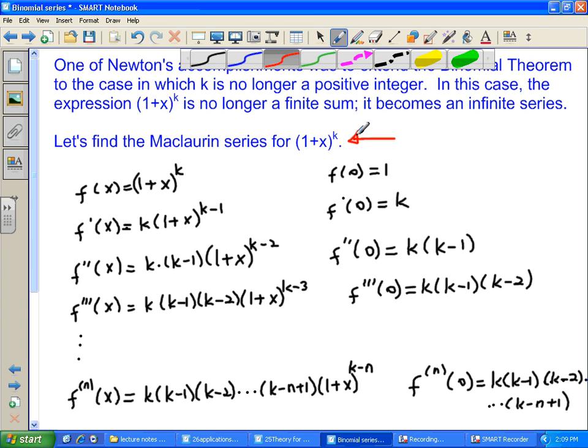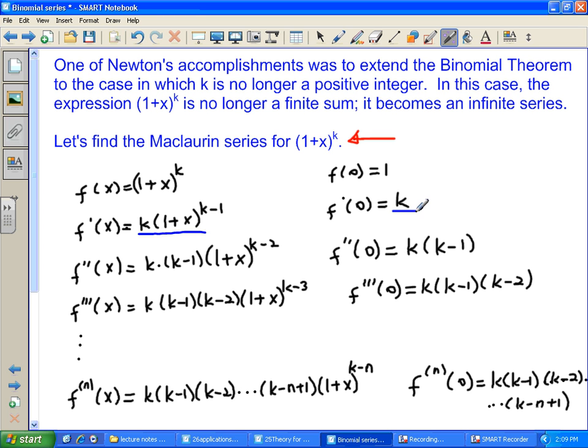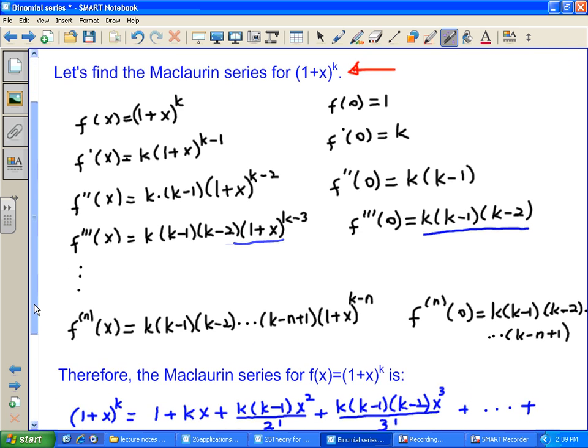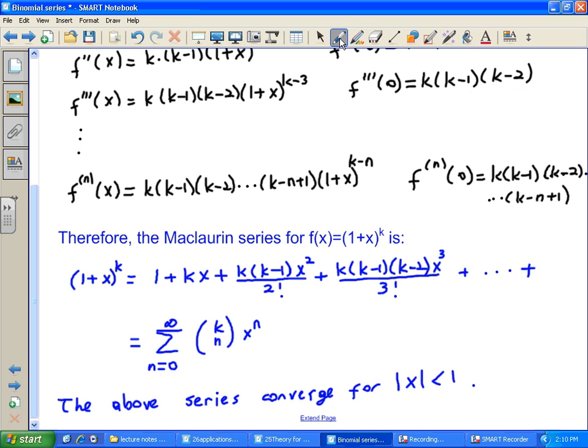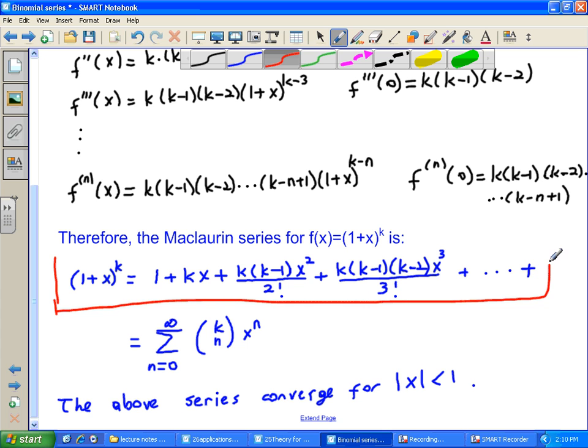If you plug in a 0 for x here, what do you get? You get k, right? If you plug in 0 for x here, what do you get? k times (k - 1), right? Plug in 0 for x here, what do you get? k times (k - 1) times (k - 2). So you do this all along, and you end up with a power series that works even for when k is not a whole number. And the series is over here. And it converges for values of |x| less than 1.